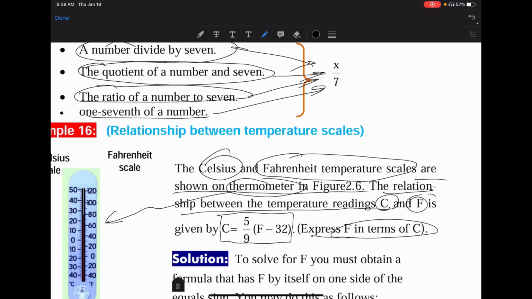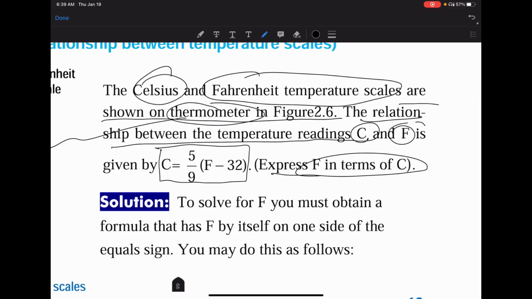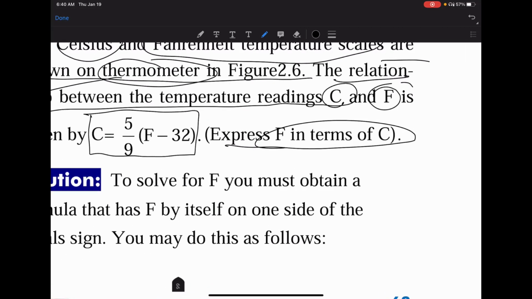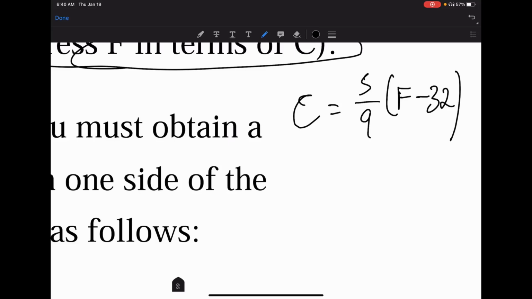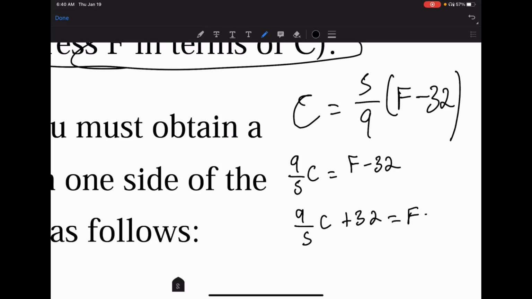To express F in terms of C means solve for F, nothing new. C is equal to 5/9 times (F minus 32), and we are asked to solve for F. The first step would be to multiply both sides of the equation by 9/5. When we do that we get 9/5 C is equal to F minus 32. Now add 32 to both sides of the equation, we get 9/5 C plus 32, that's going to give us F. So this is our answer.